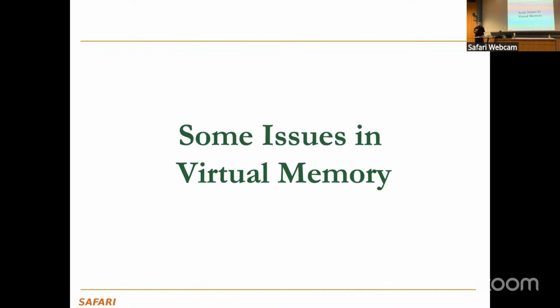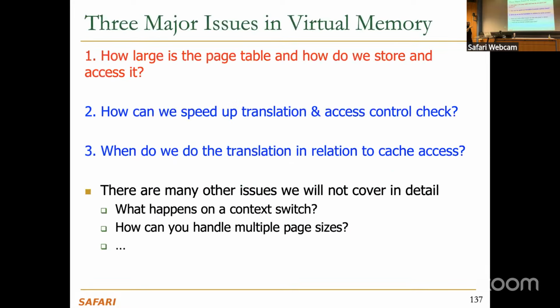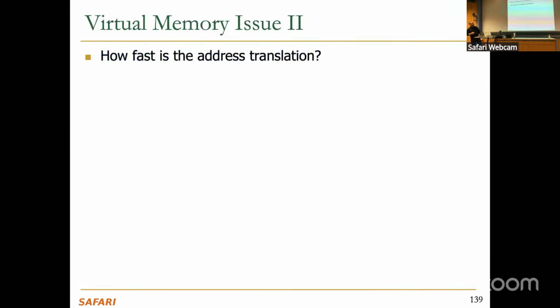Some other issues in virtual memory right now. So we discussed the first one, right? How large is the page table and how do we store this? We discussed that using multi-level page tables is one way to deal with that. The second, and in my opinion one of the most important problems of virtual memory, is: when I want to access the page table and perform translation, how do I speed this up? How do I speed up the process of translating and performing the access control check?